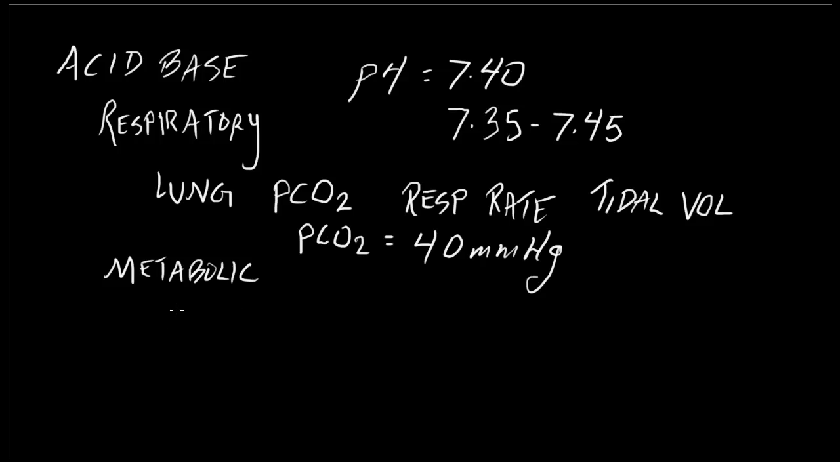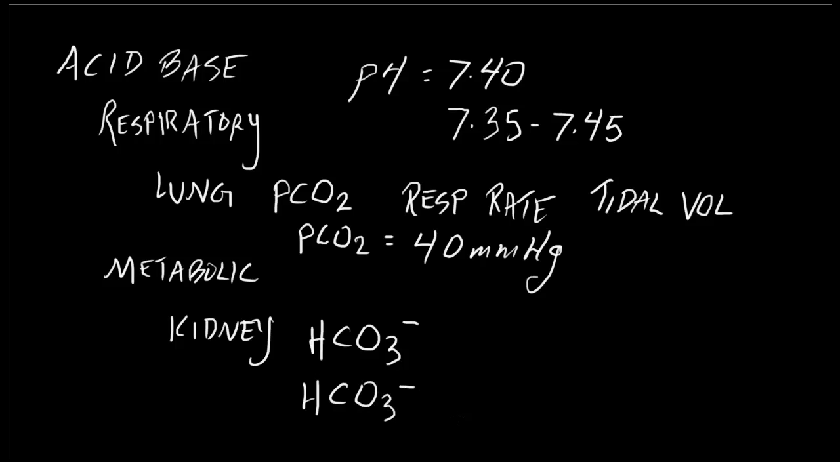In terms of the metabolic system, the kidneys regulate bicarb. And the bicarb is tightly regulated to be approximately 24 milliequivalents per liter. Again, the respiratory system and the kidneys work together to try to keep PCO2 at 40, bicarb at 24, and working together to keep the pH at 7.40.